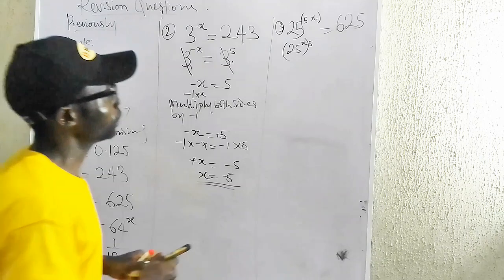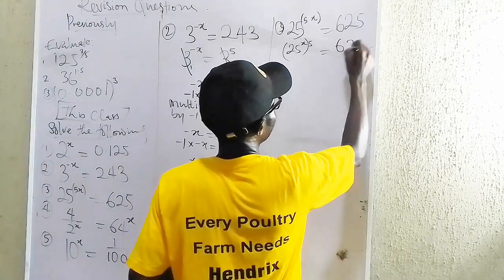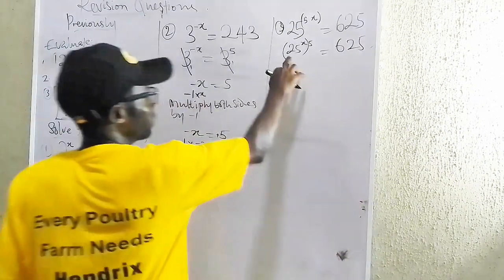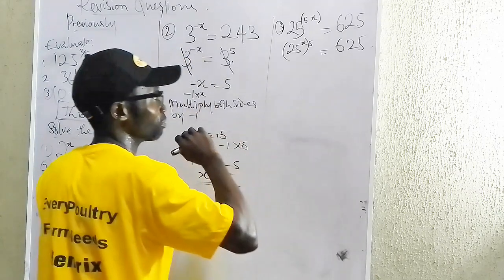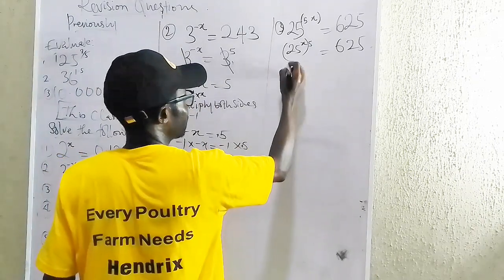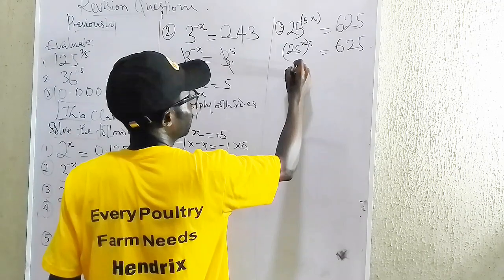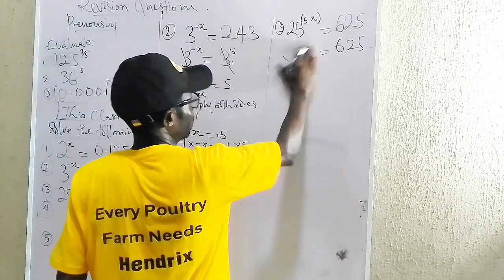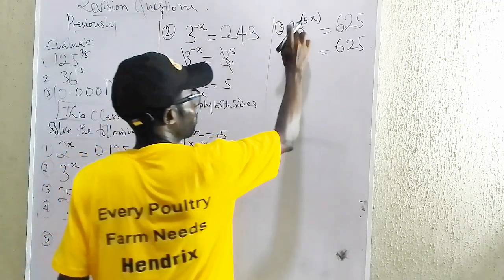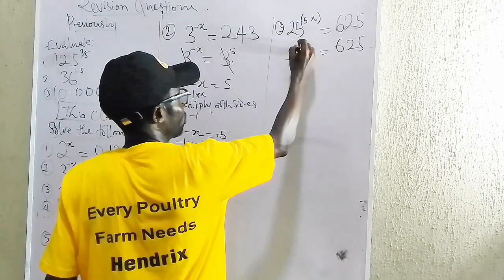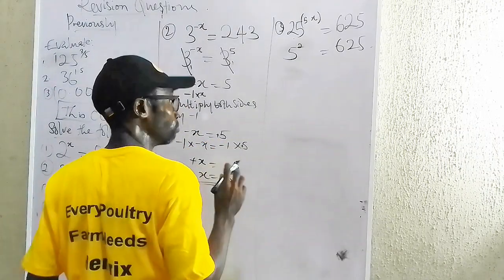Now, and this is 625. This gives us a clue. What is 25 itself? 25 itself is the same thing as 5 raised to the power... Or let's even leave this first in this way. Let me not complete. What is 25 itself? 25 itself is 5 raised to the power of 2.